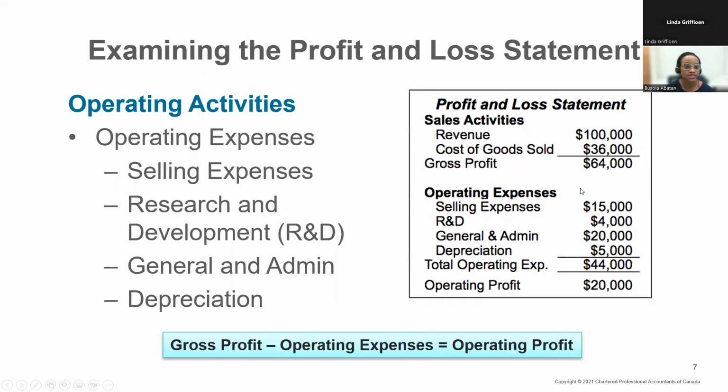And then we move to this next section of the P&L statement, which is the operating activities section. In this section, you have basically the expenses that are involved in making the sale or keeping the business going, I should say. For example, your selling expenses, your research and development, general and admin, and your depreciation expense. So some examples of things that would be there, like you could type in the chat.